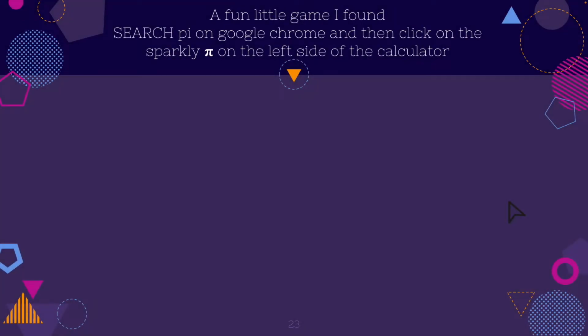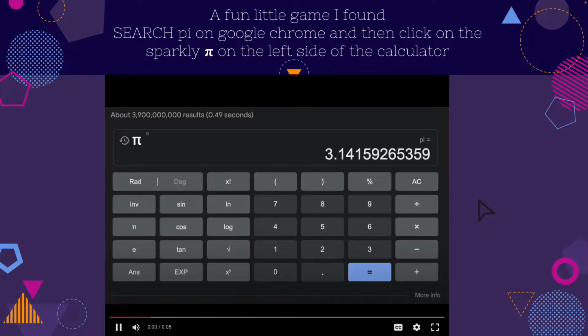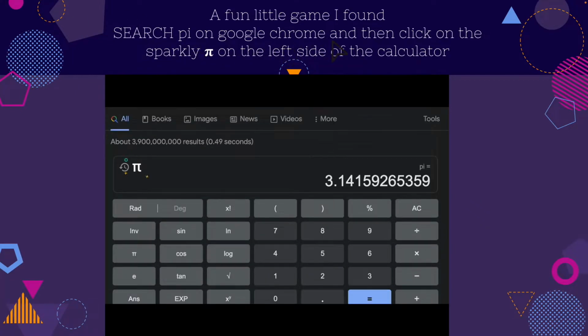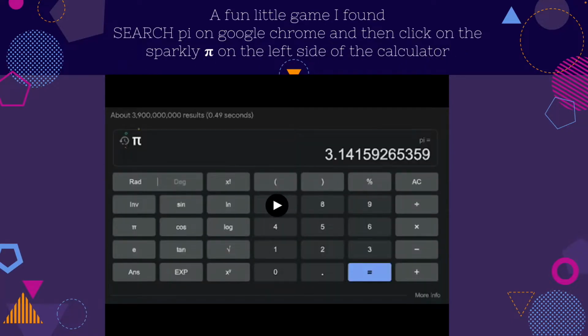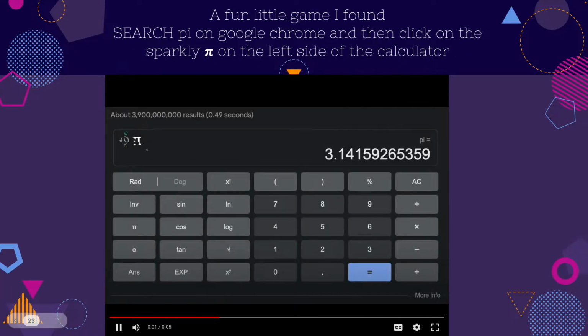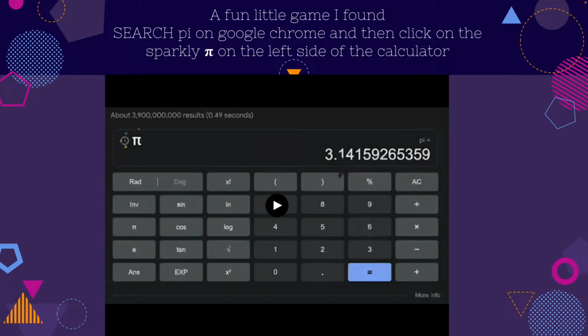One thing I thought was fun, this is a little game that you can click on if you just search for pi, P-I, on Google Chrome. Then you can click on this sparkly little blue piece. I can play it again so you can see the sparkly. It's a little memory game that will test you on the digits of pi. It'll start with 3.14, and then the next round will have the 1, and the next round will have the 5. I thought it was kind of fun, so just so you know it's there. You just click on the sparkly part, and it'll play a game. I'll go to the next one.